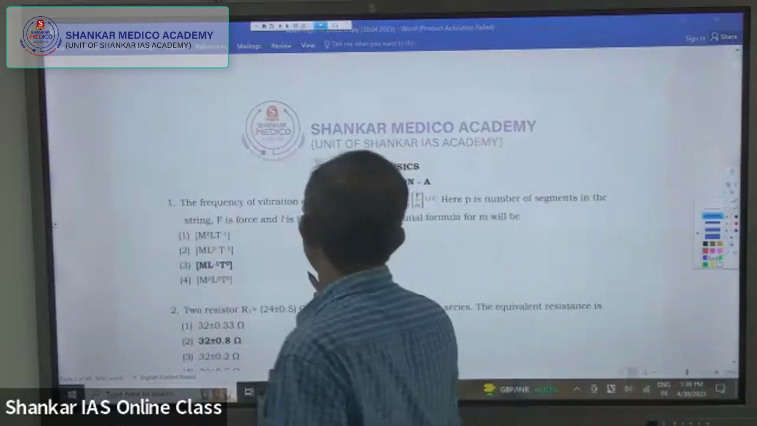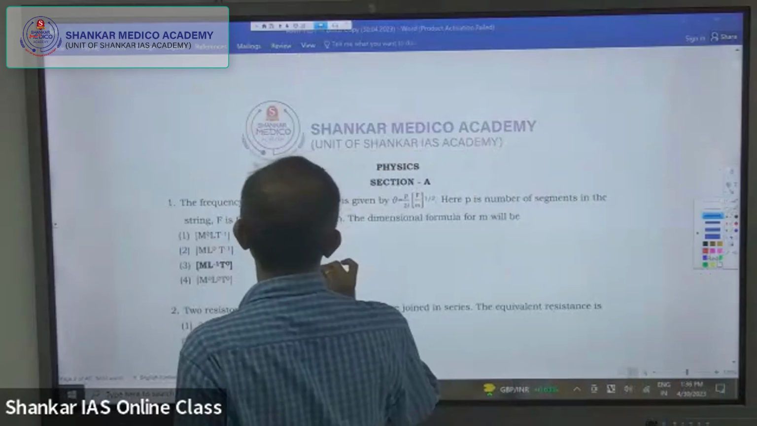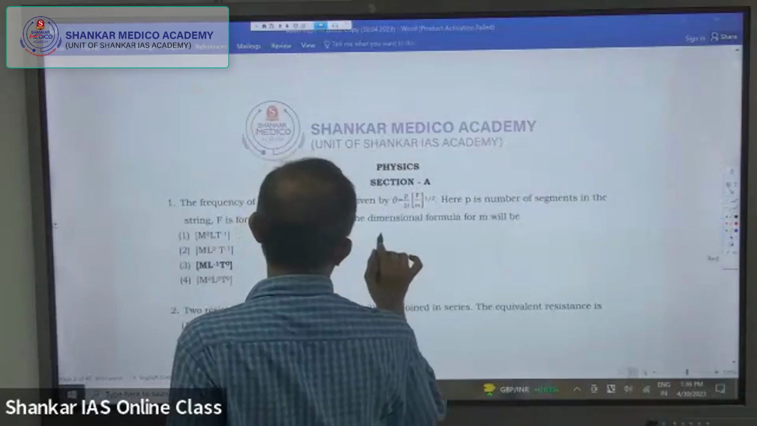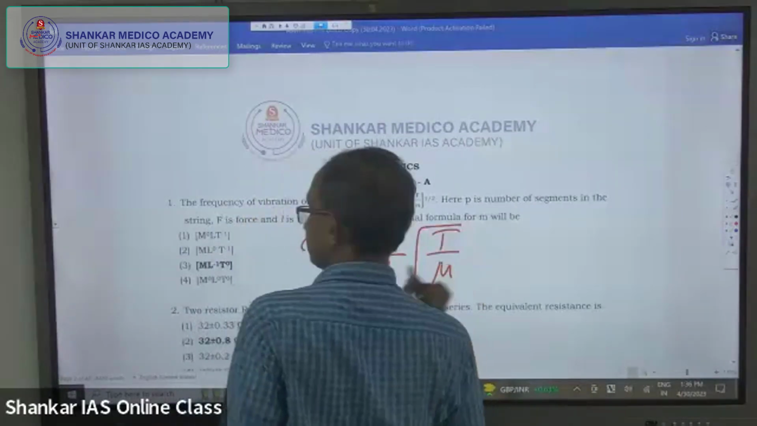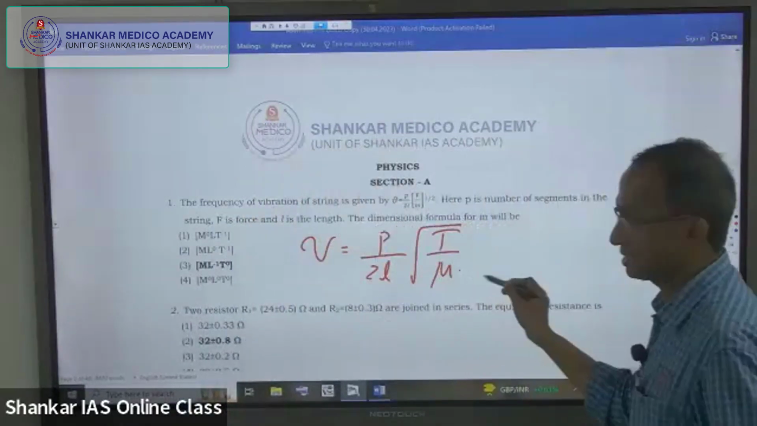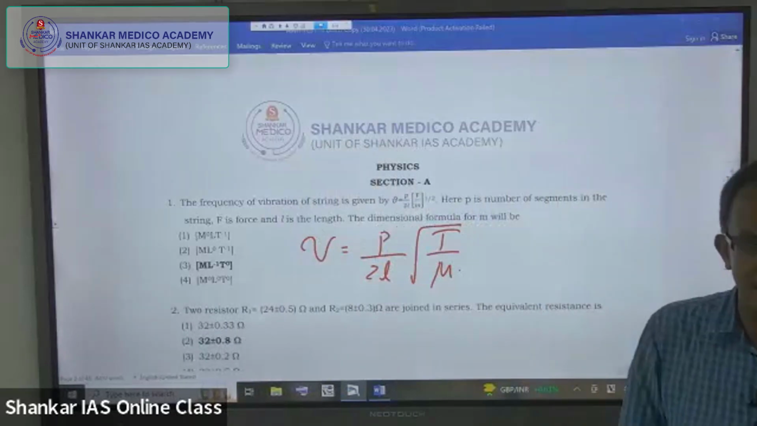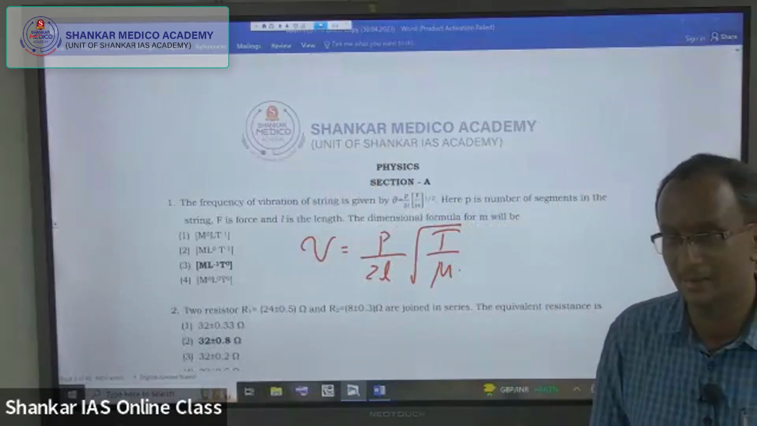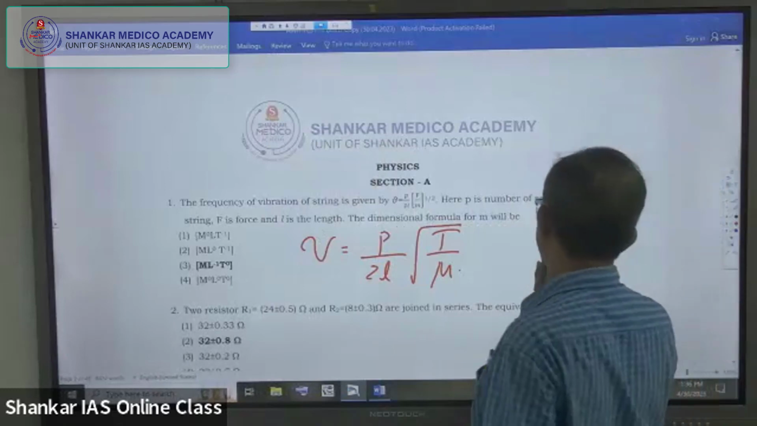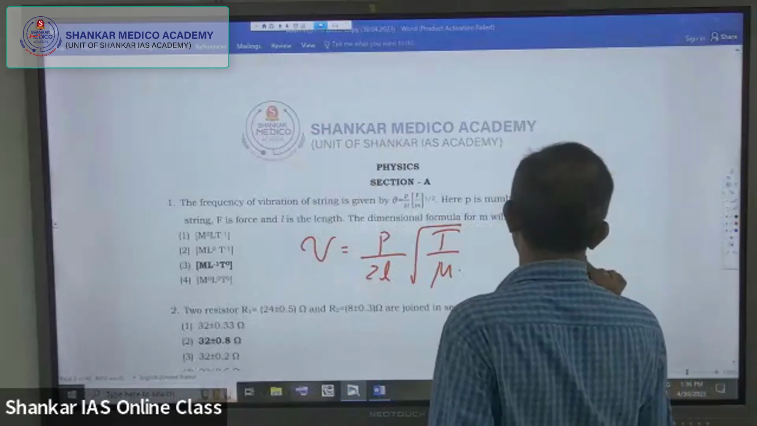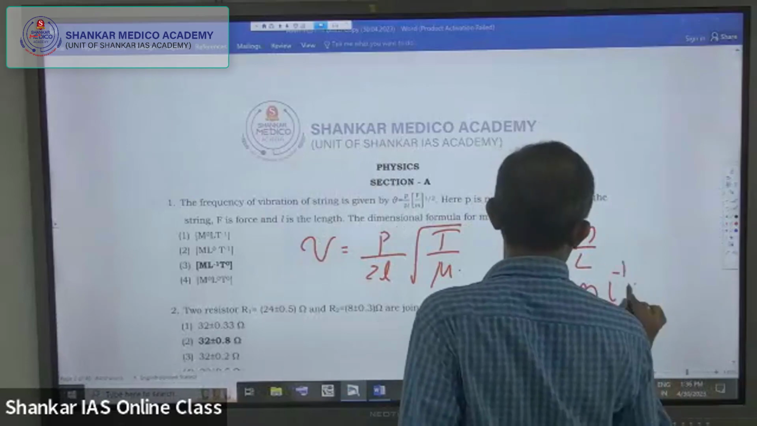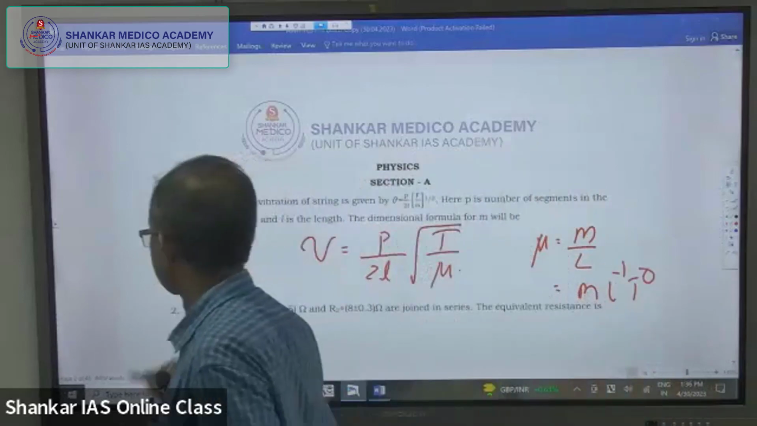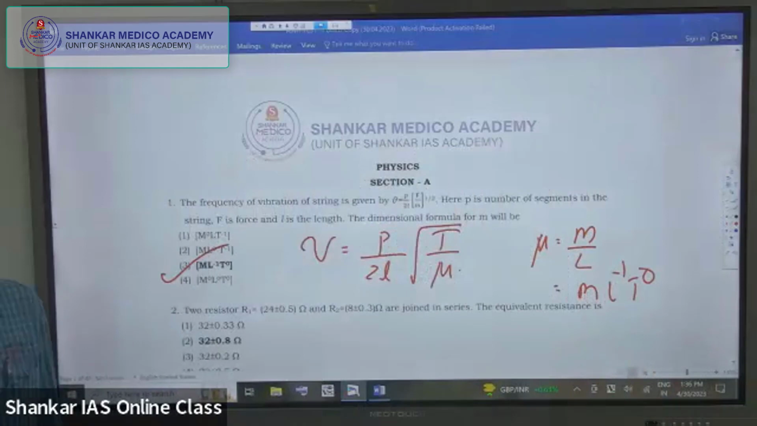Frequency is given by nu equals p by 2L into root of T by mu. So you have been taught like this, where T is the tension in the string and mu is the mass per unit length. So mu equals M by L. So it will be M L raised to -1 T raised to 0. Option is 3. Mass per unit length.